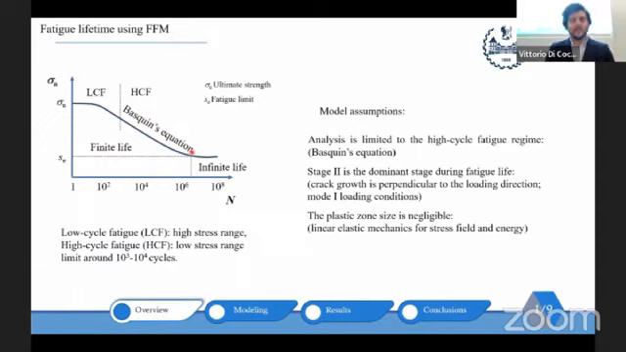Another assumption that I'm going to use is that stage 2 is the dominant stage during the fatigue, so I can use the mode 1 relationship. And the final one is that I assume that the size of the plastic zone is negligible, so I can use linear elastic mechanics.